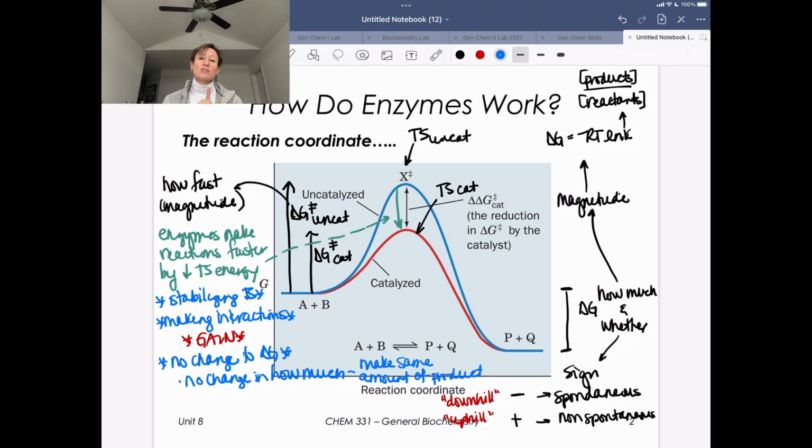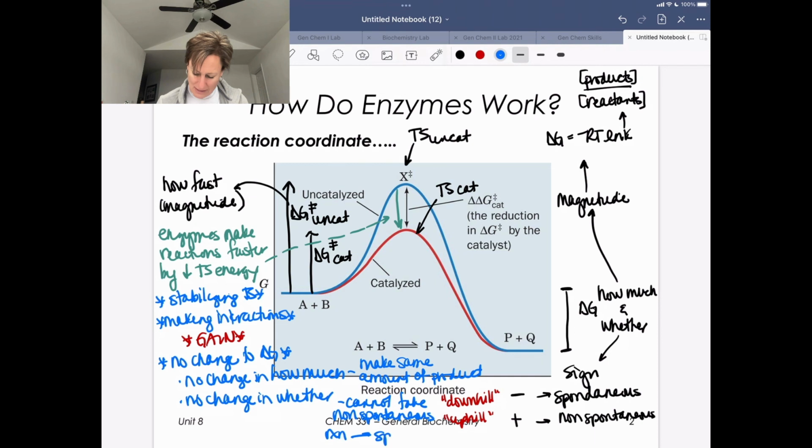And there's no change in whether. We cannot take a non-spontaneous reaction and make it spontaneous. Said another way, we cannot take an uphill reaction and make it go downhill.